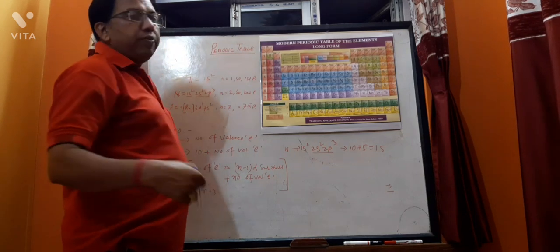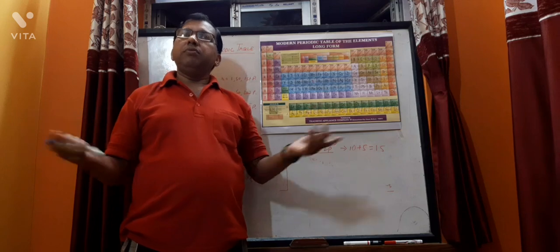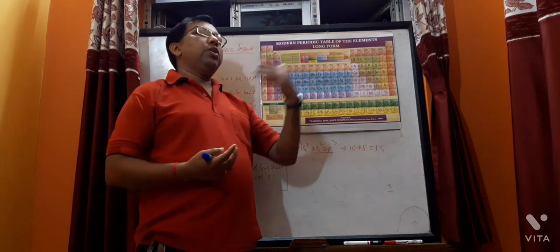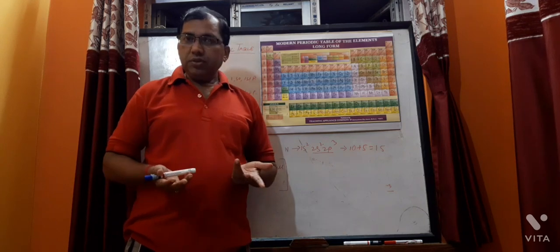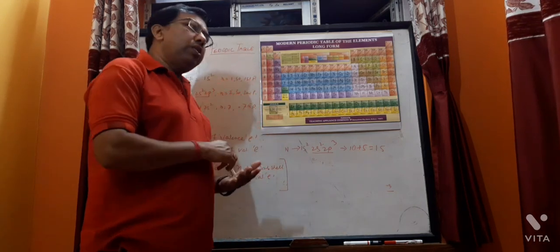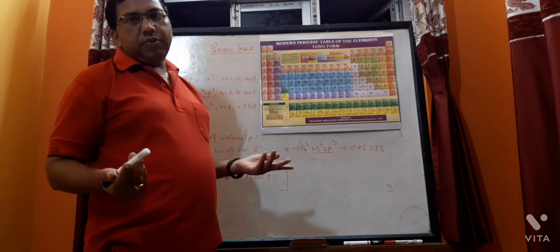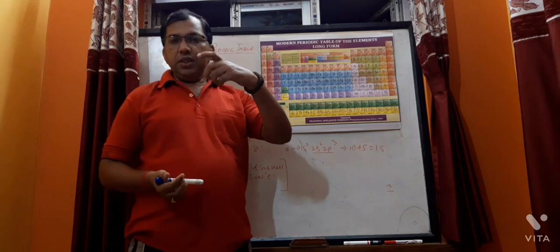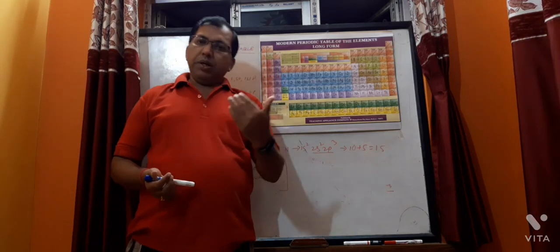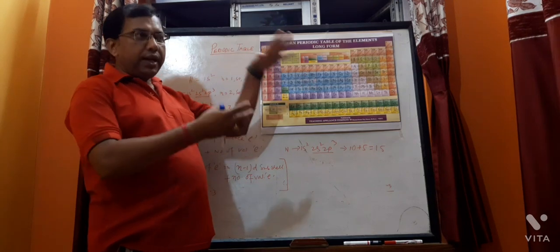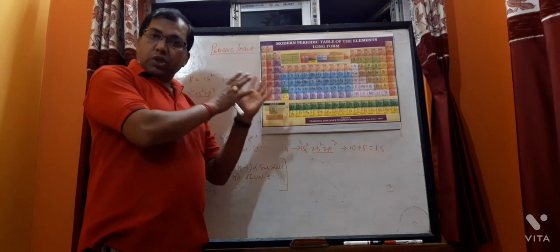If the highest value of n is 1, it is in the first period. If the highest value of n is 2, it is the second period. If it is 3, it is the third period. If it is 4, it is the fourth period. If the highest value of n is 7, it is in the seventh period. Okay. So from the electronic configuration, you can easily determine in which period it exists. And then I will come to which group.